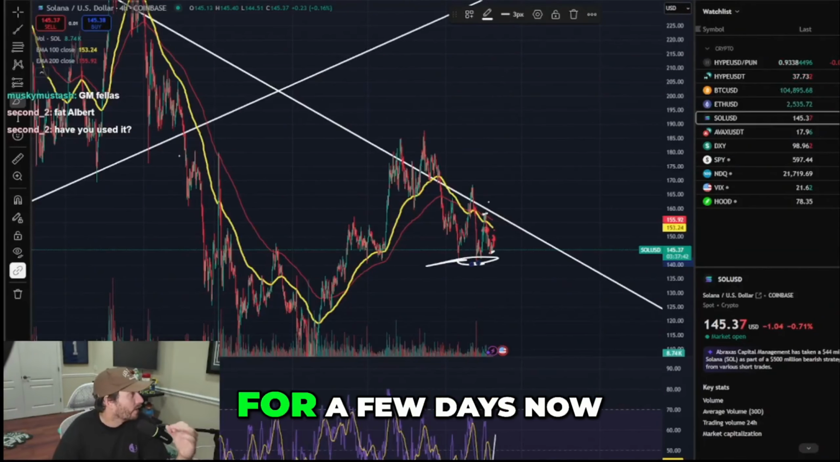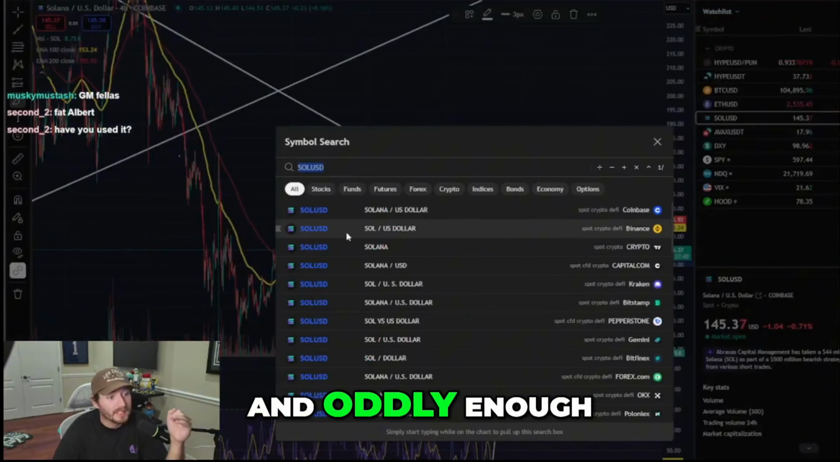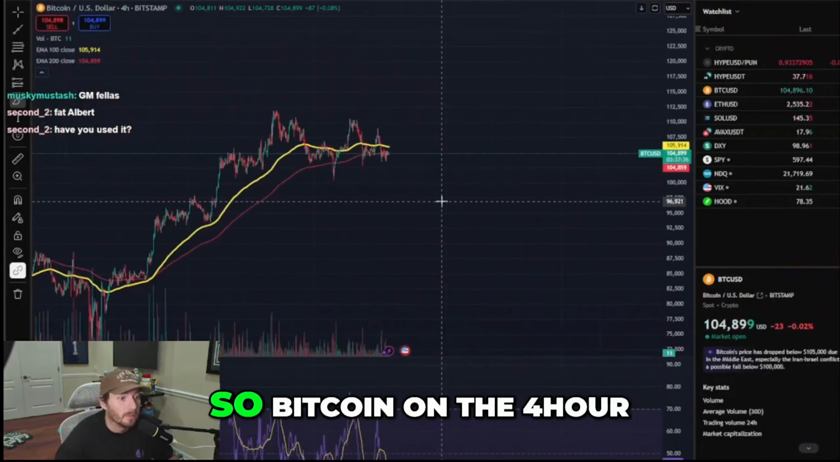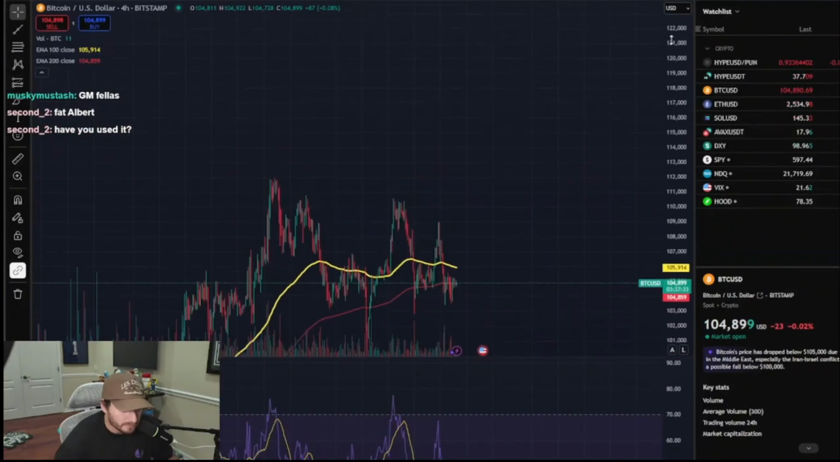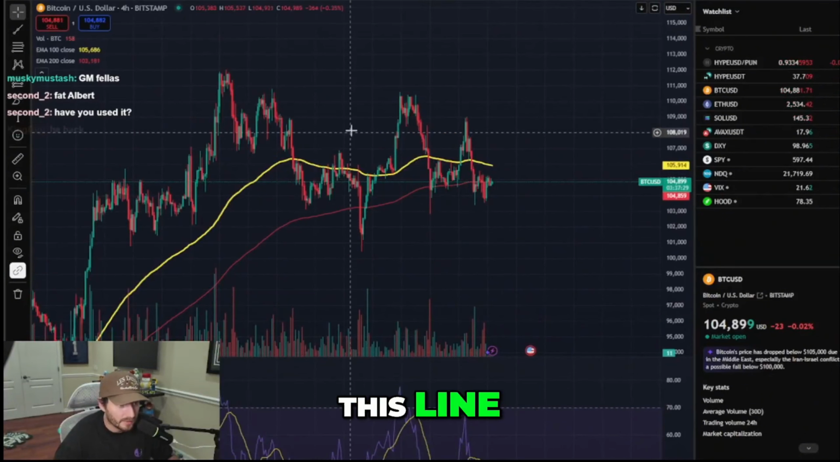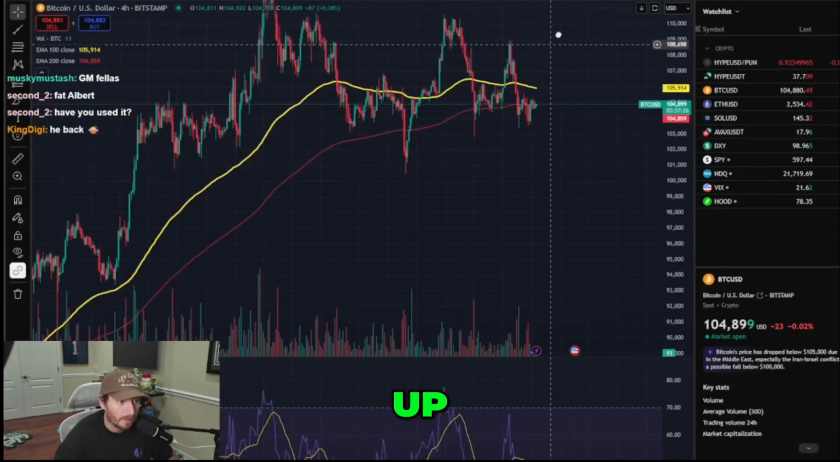Yeah, I've been using this for a few days now. And oddly enough, it's been working. It works on all charts, all time frames, etc. So Bitcoin on the 4-hour is touching this line again. Last time it touched this line, up, up, up.